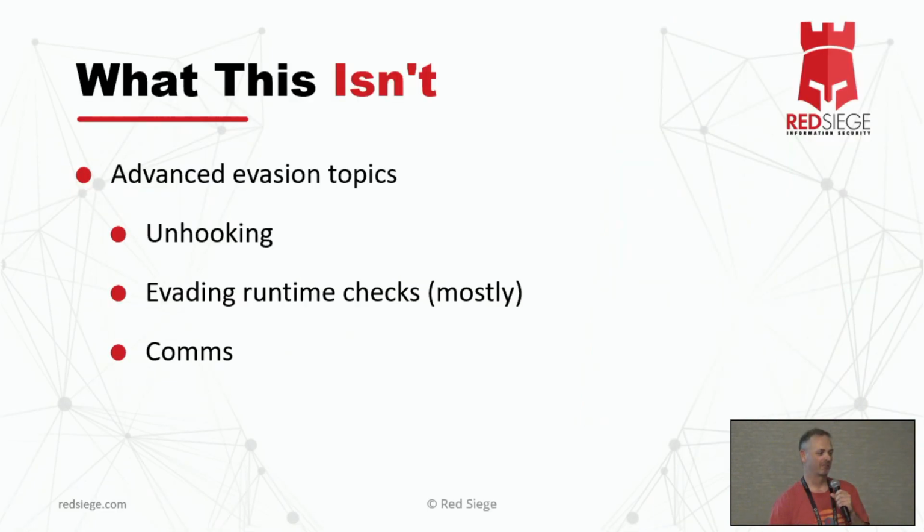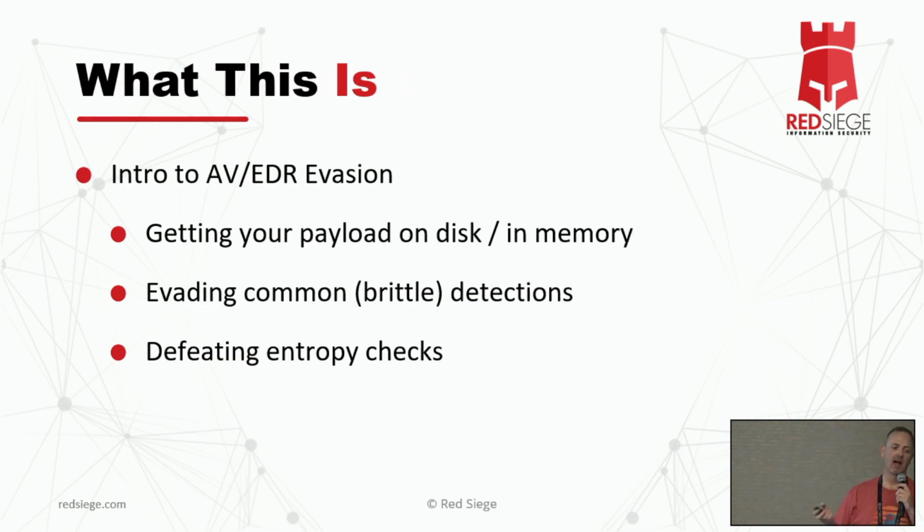So, enough about me. I want to set some expectations, what this talk is and isn't. So we'll start with what it's not. It is not an advanced evasion topic. We're not going to be talking about unhooking and obfuscating C2 comms and evading those checks that are happening at runtime. This is mainly about getting your payload either onto disk or in memory. So some techniques that you can get your payload onto the system, and then what happens once you're executing it, for the most part, is another talk. But this is that intro space. Gotta crawl before we can run.